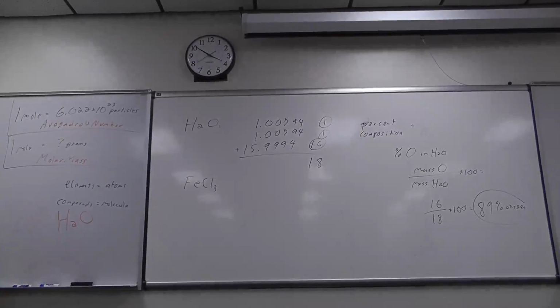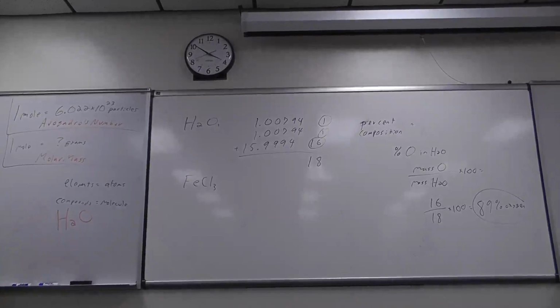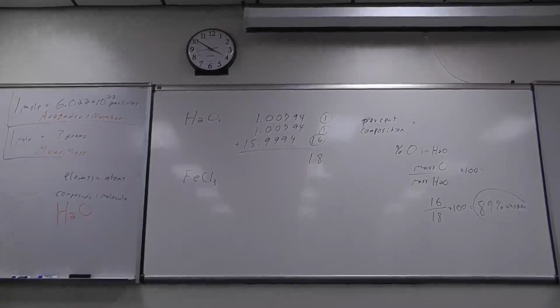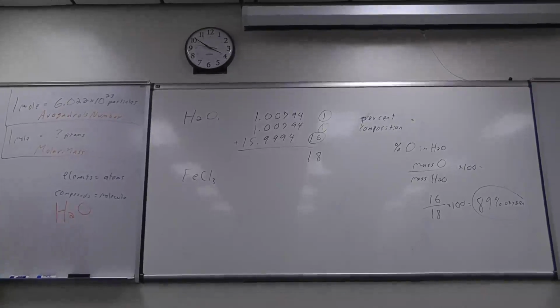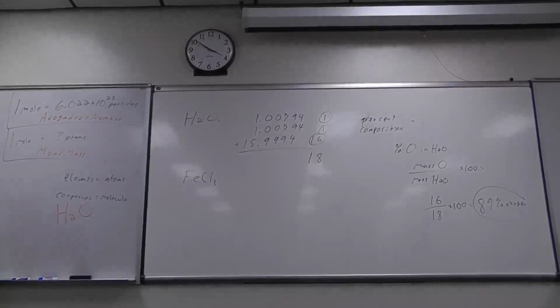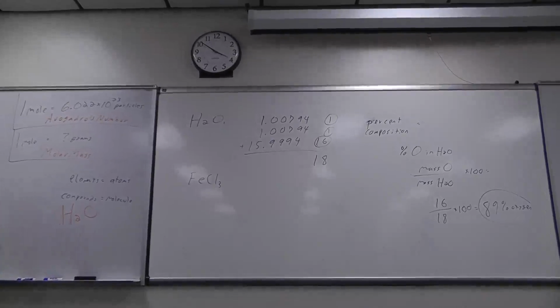In chemistry, percent is always based on mass, not the atom count. Because you can't go in the lab and count atoms. You can go in the lab and weigh things. And so it's always determined based on weight.